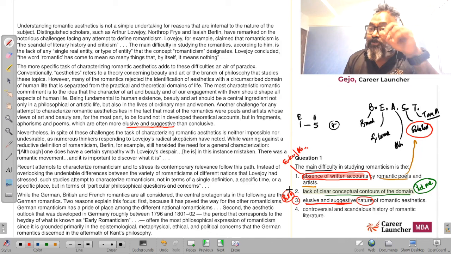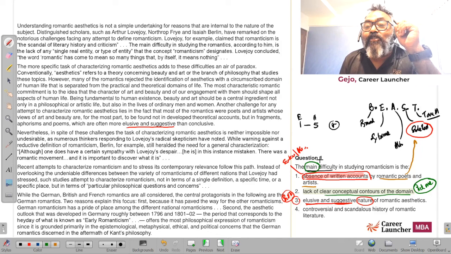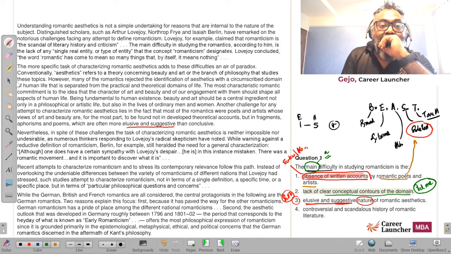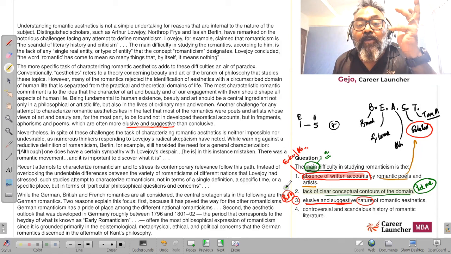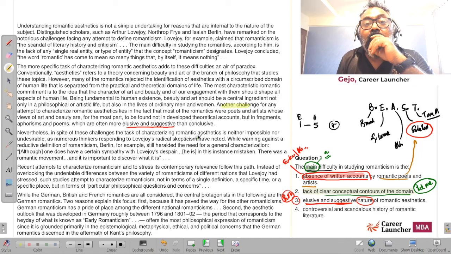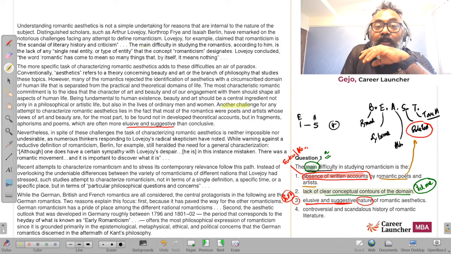Now, here the question is asking, what is the question asking? Which of the following is the main difficulty? This is not talking about a difficulty. It is talking about the main difficulty. What is the main difficulty? What is a fundamental difficulty? This is we're talking about another challenge that you have. So you have the main difficulty mentioned there. It's another challenge. You have to look at the question from here. The author is trying to trap you. Sorry, the question setter is trying to trap you.